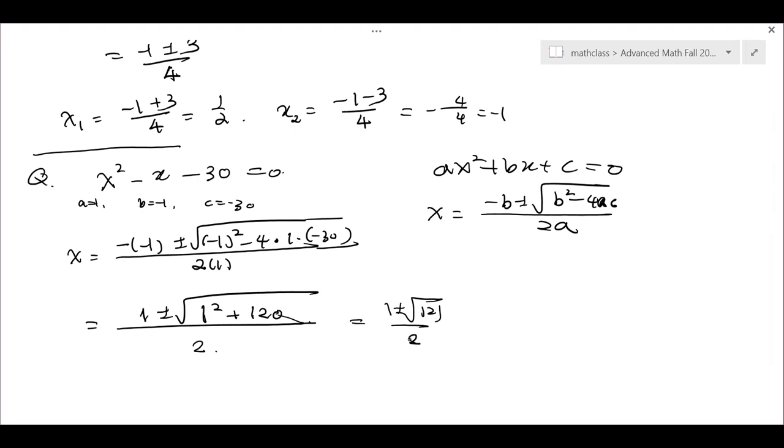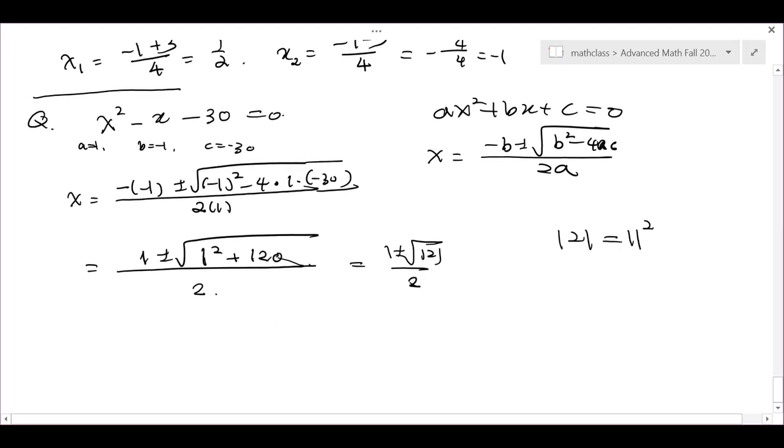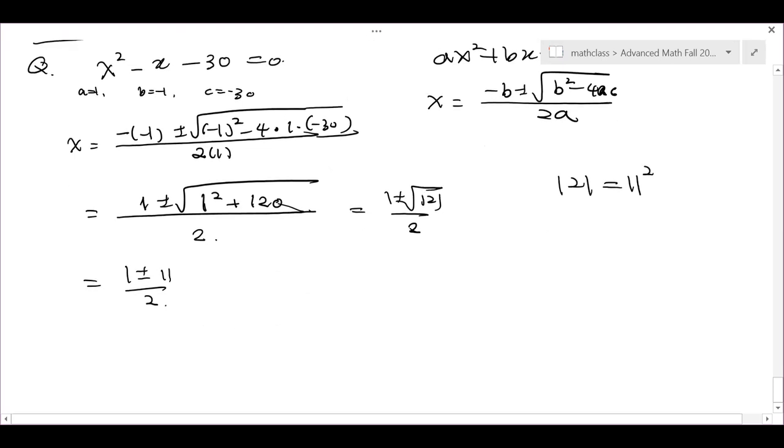121 is a perfect square, right? 121 is going to be 11 squared. Okay, so that is why it's 1 plus 11 divided by 2. Now you're going to get two solutions.